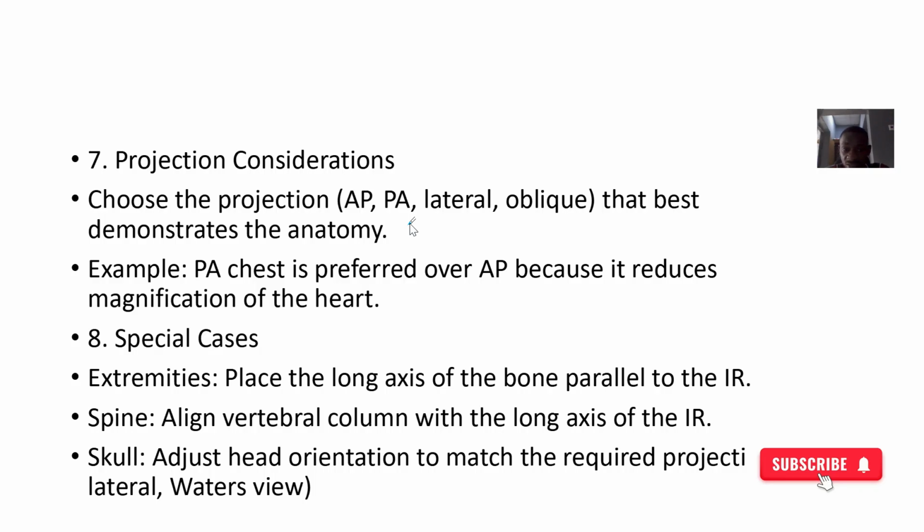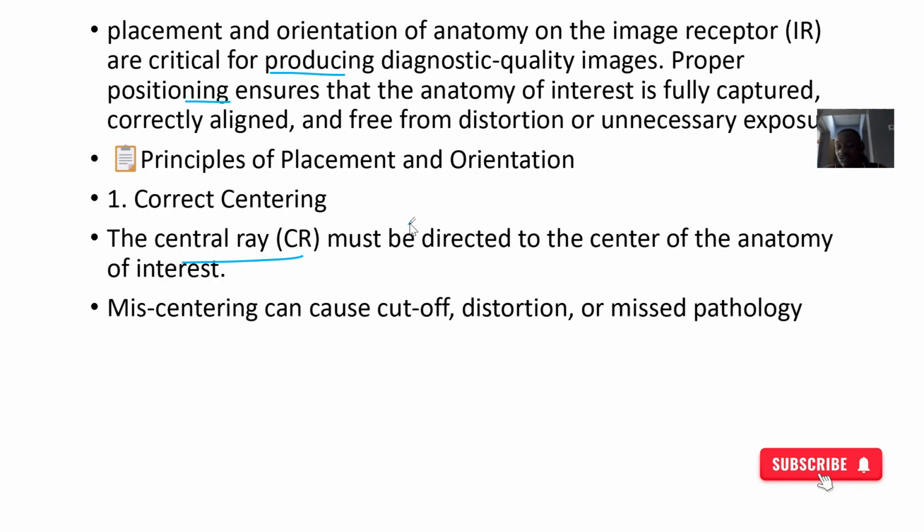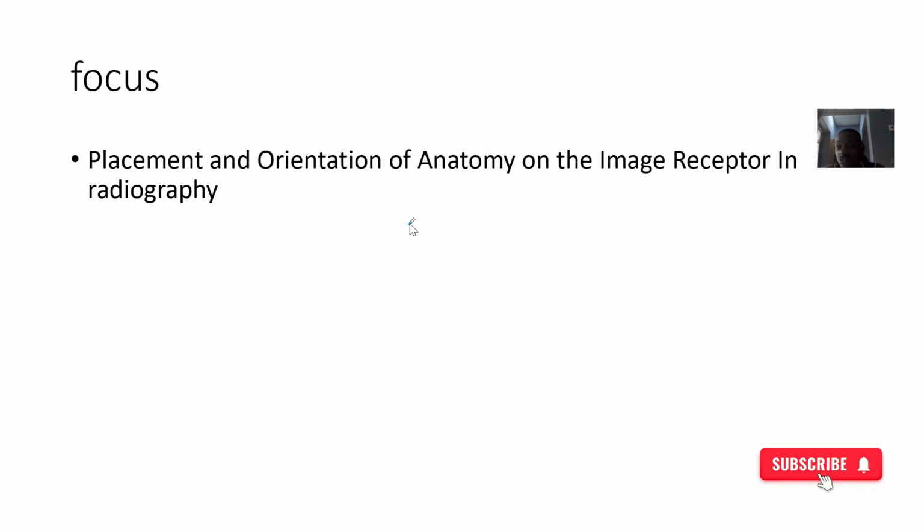Special cases: if you want to image the extremities, place the long axis of the bone parallel to the imaging receptor. For the spine, align the vertebral column with the long axis of the imaging receptor. For the skull, adjust the head orientation to match the required projection. So this is what we have on the importance of positioning. What you want to image should always be in line with your image receptor.